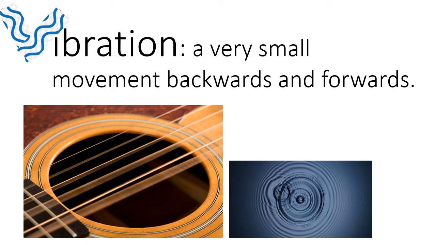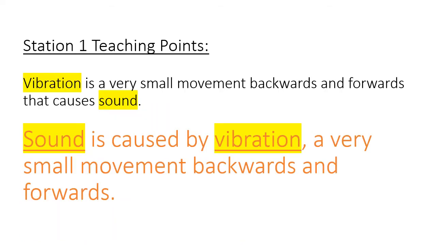We also see vibration in water. If we drop something in, for example, water, we see these circles. Those are caused by vibration in the water, a back and forth movement. So we learned at station 1 the definition of vibration, and that sound is caused by vibration. So that's a passive voice sentence. Vibration causes sound. What is vibration? We learned it's a very small movement backwards and forwards.